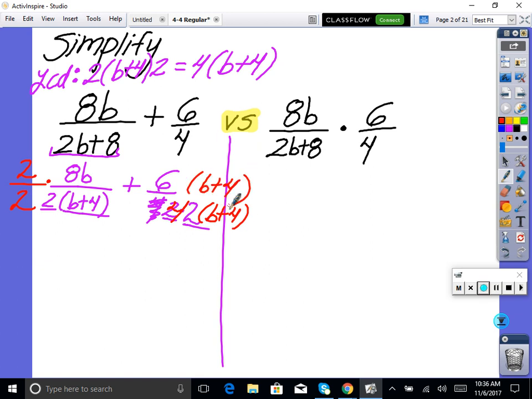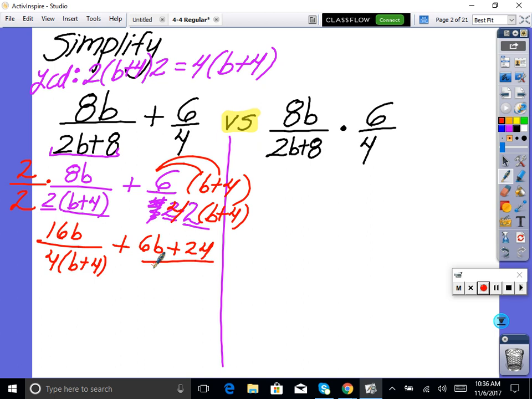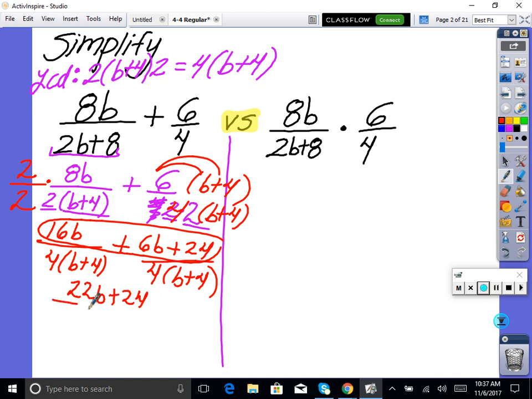What's the next step? Multiply out your numerators. So that's 16b over 4b plus 4 plus 6b plus 24 over 4b plus 4. What's the next step? Combine the numerators. So we would get 22b plus 24, and that's all over 4 times b plus 4.